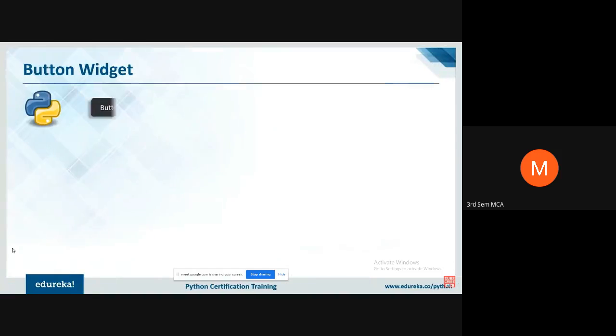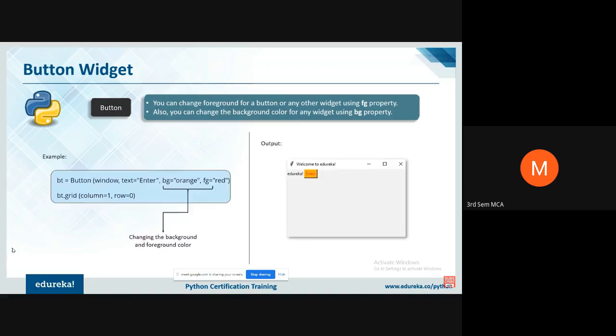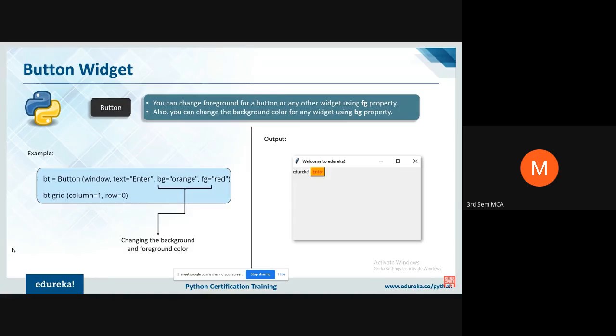In fact, we can also change the foreground for a button or any other similar widget as well. We'll be using the parameter fg, as shown in the code, for foreground, and similarly, background color can be changed using the bg property, guys. In this case, our foreground is the text, which is red as defined, and the background is orange as we have set it using the bg parameter.